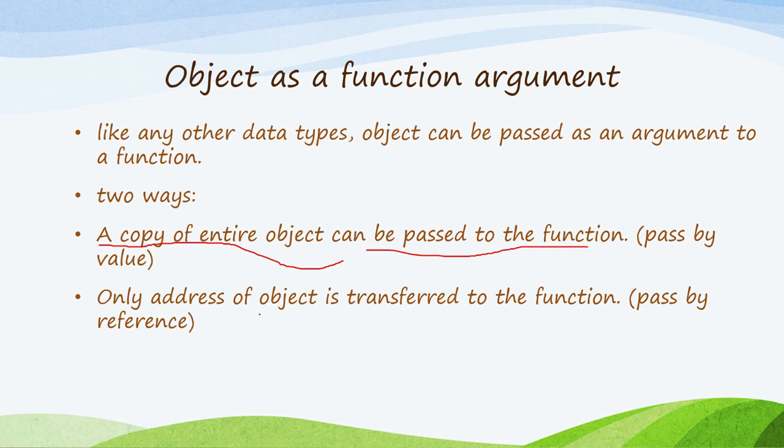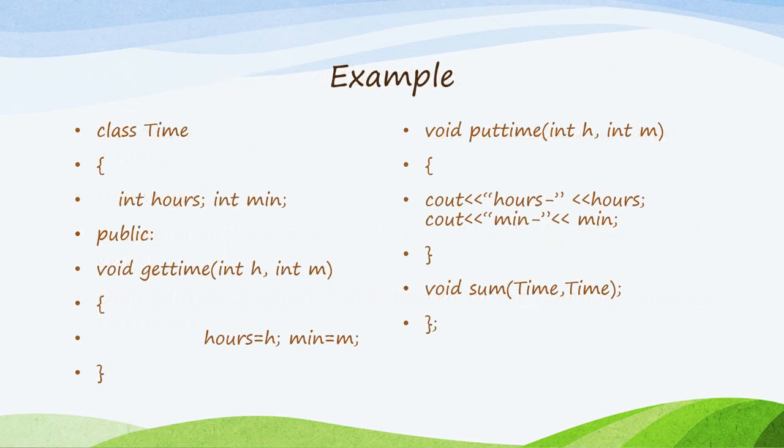So whatever changes are made in the function to which we have passed the object, all the changes will reflect in the function which called that function. Okay, let's see one example. We'll see the example in Turbo C.